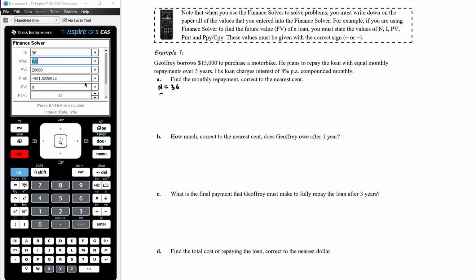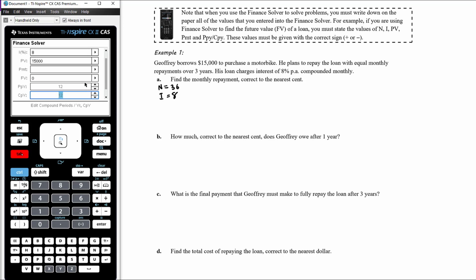Okay, your interest rate was 8% per annum, so I will be 8. Your present or principal value: Jeffrey borrows $15,000. So he's borrowed that money, the bank has paid that money to him, that is positive $15,000. Payment we don't know, so I'm just going to delete that and leave that blank for now. Future value: he wants to fully repay the loan over the 3 years, so we want the future value after those 36 payments to be 0. It's monthly, so payments per year and compounds per year will be 12.